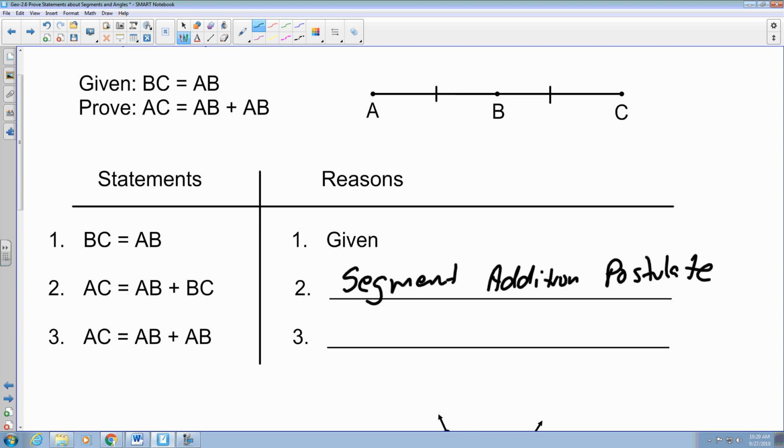Because if we have two points contained, if you add them together, it comes out to the same line segment. And then the third step is the proof. So if you look here, this did not change, this did not change, but this was a change. It changed from BC to AB. Well, how can we do that? We can do that because we can substitute, because we know that BC and AB are equal to each other, so it's just substitution.